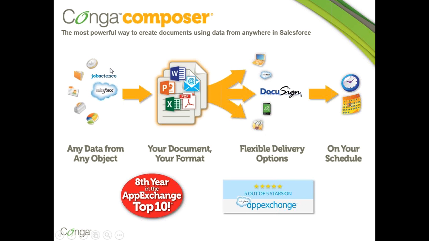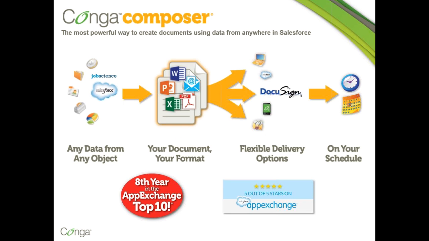whatever those standard Sales and Service Cloud objects, but specifically in your Jobscience org. Those are all custom objects with custom data. We allow you to gather that information, publish it, and merge it into a variety of documents, and documents that you're familiar with, right?